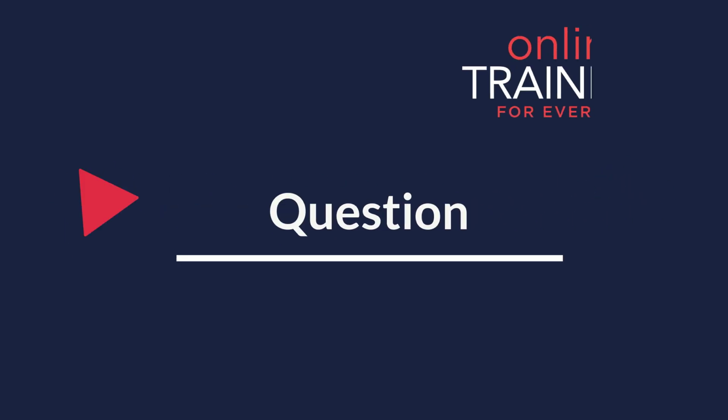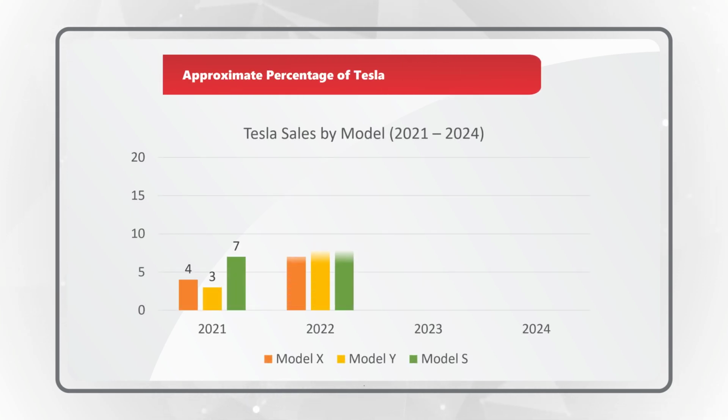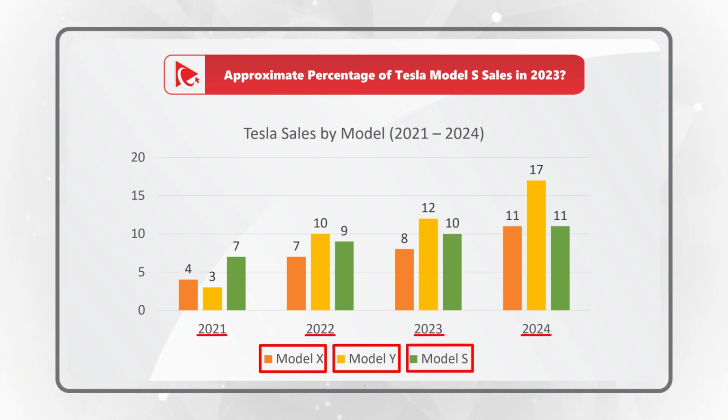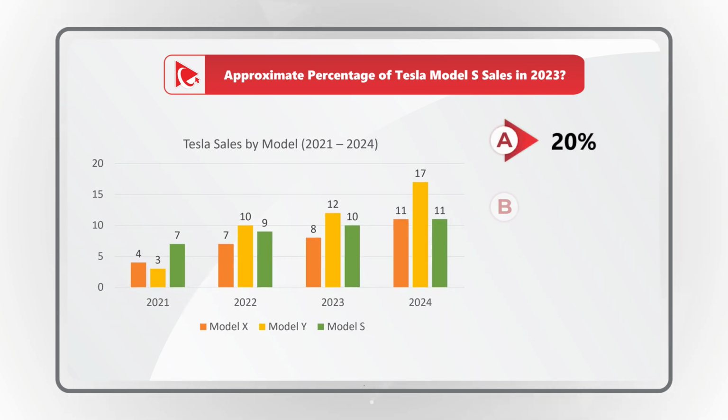Here's a very interesting question where you need to calculate the percentage of Tesla Model S sales in 2023. You're presented with a bar chart, which shows sales for the periods of 2021, 2022, 2023, and 2024. And each section has sales for Model X, Model Y, and Model S. Based on the information presented, you need to determine which number is correct out of 4 different choices. Choice A, 20%, choice B, 27%, choice C, 33%, and then choice D, 40%.